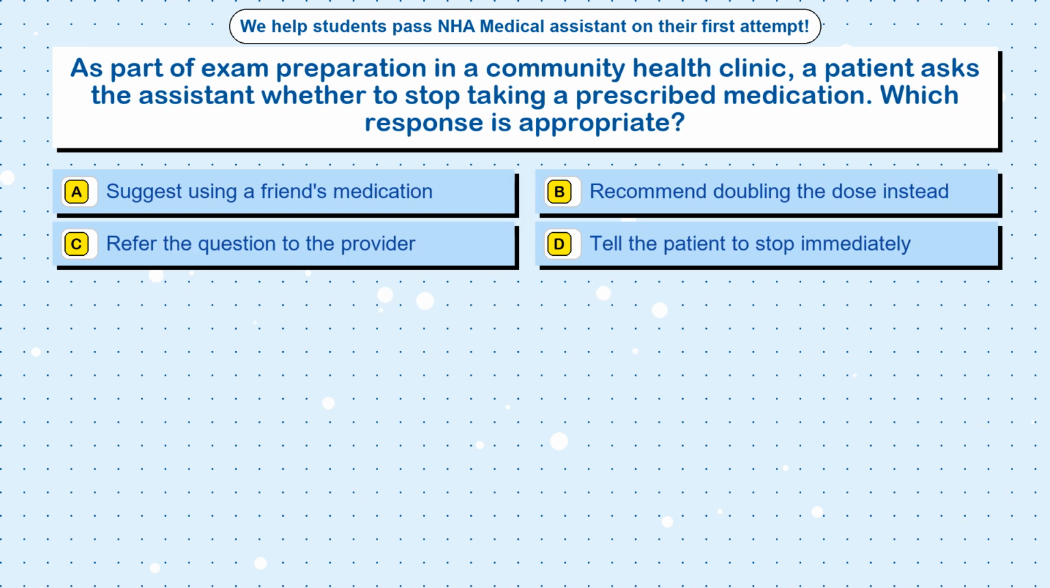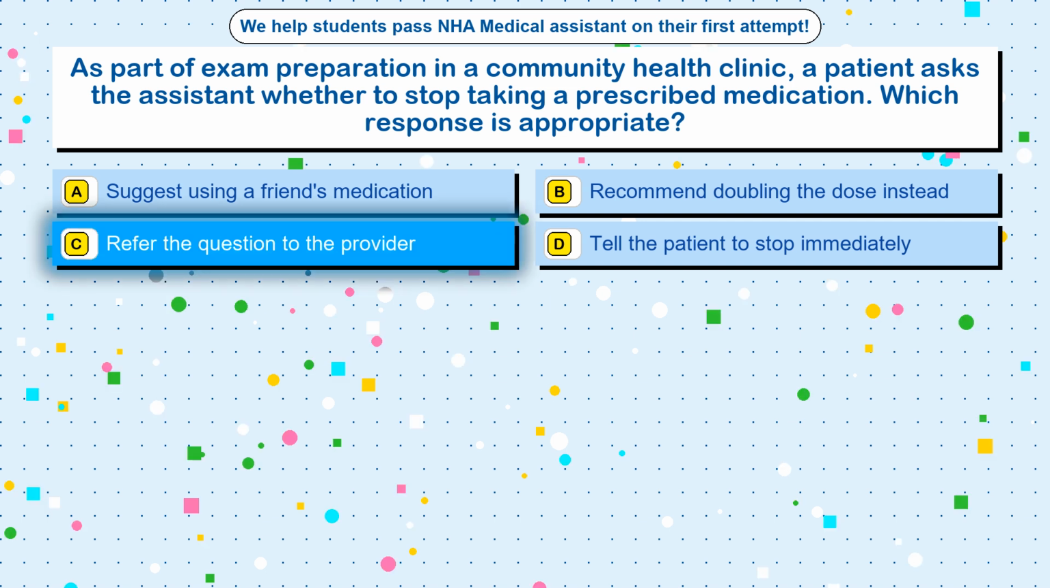Question 71. As part of exam preparation in a community health clinic, a patient asks the assistant whether to stop taking a prescribed medication. Which response is appropriate? Option A. Suggest using a friend's medication. Option B. Recommend doubling the dose instead. Option C. Refer the question to the provider. Option D. Tell the patient to stop immediately.